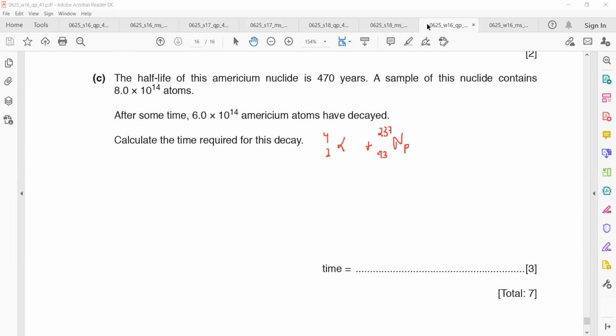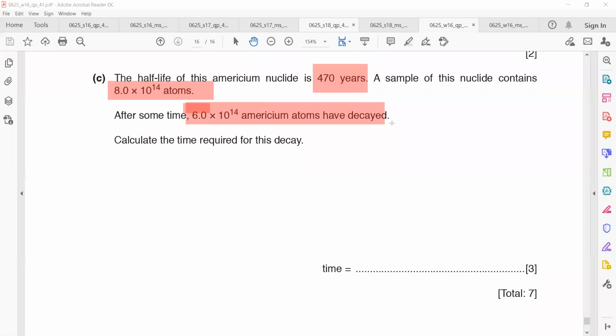In the next question, the half-life of americium nuclide is 470 years. Means after 470 years, it will be half of its original value. A sample of the nuclide contains 8 exponent 14 atoms of americium. After some time, 6 exponent 14 atoms of americium have decayed. Calculate the time required for this decay.